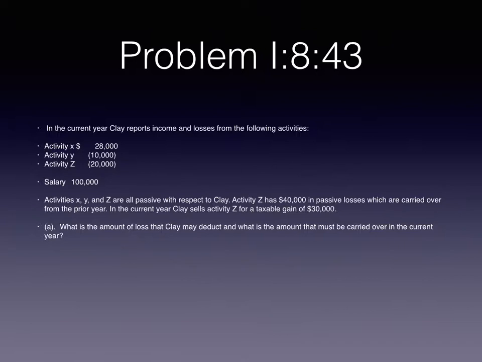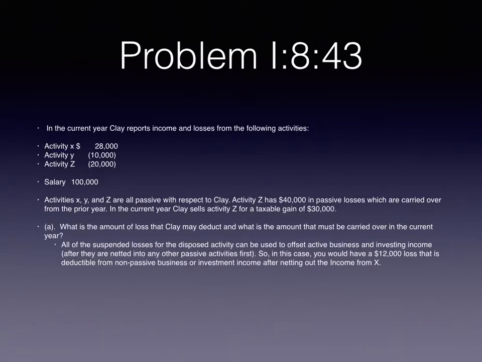business or investment income that's not passive. Okay, so in this case, you would have a $12,000 loss that is deductible from non-passive business or investment income. And the way that you get to that number is basically if you take a look at the fact that Clay sells activity Z for a taxable gain of $30,000, well, that offsets right there activity Y and activity Z for the year.